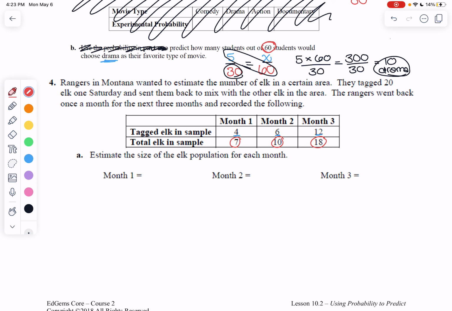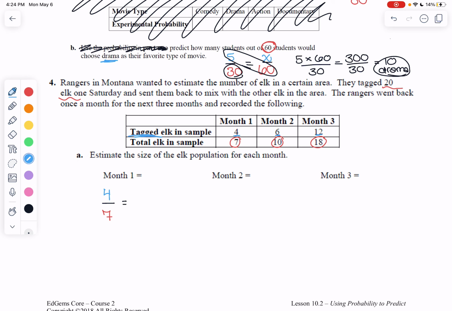All right, let's think about this for a second. So it says I tagged 20 elk and sent them to mix with the other elk in the area. So I'm thinking this is what they want us to do here, is to set up proportions. So for month 1, let's start there. Month 1, there are 4 tagged elk that I see out of the 7 elk that I see, okay? We know that altogether there are 20 elk that they tagged, okay?